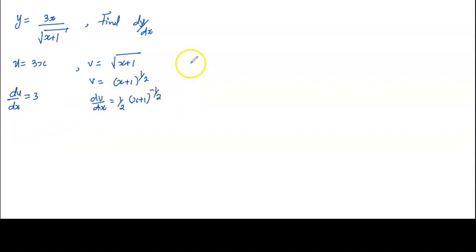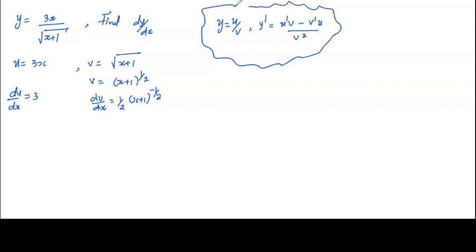So join the equation together. Remember that we said if y equals u over v, the derivative here is going to be the derivative of u times v, minus the derivative of v times u, over v squared. This is the quotient rule, which is what we want to apply here.